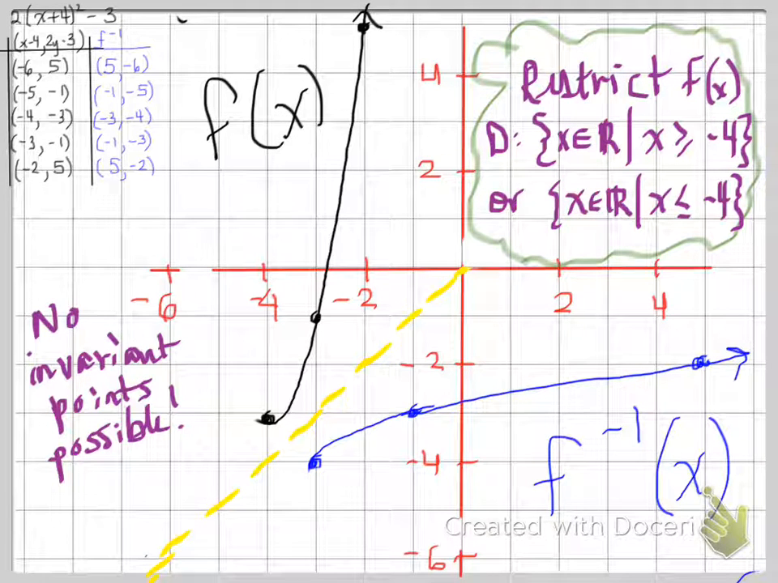And remember, an inverse does not change the shape. It changes where it's located, not the shape.